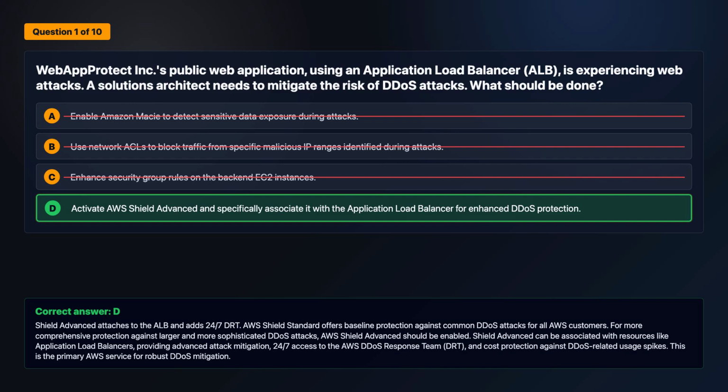Shield Advanced can be associated with resources like application load balancers, providing advanced attack mitigation, 24/7 access to the AWS DDoS response team, DRT, and cost protection against DDoS-related usage spikes. This is the primary AWS service for robust DDoS mitigation.